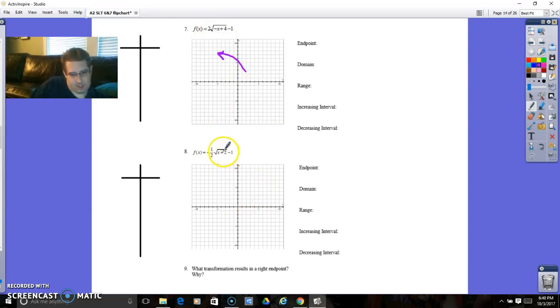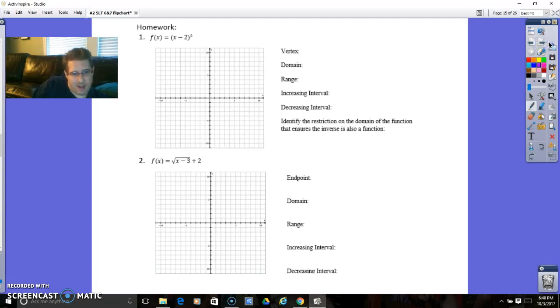All right, so this one is going to have an endpoint at negative 2, negative 1, which is something like right there. And it's going to be going up. It's going to be going up not as quickly.